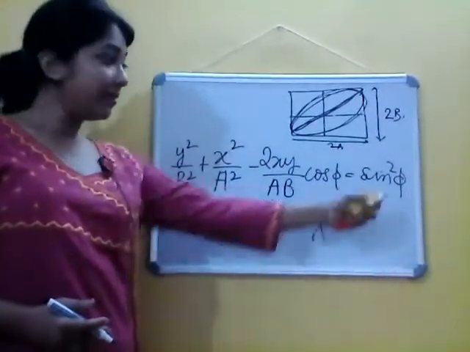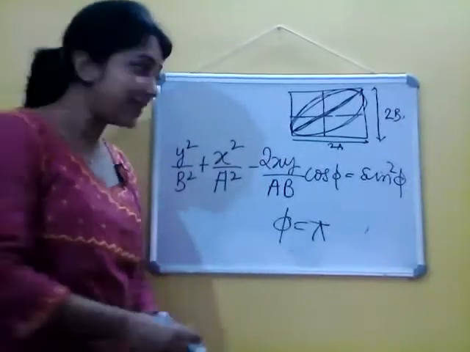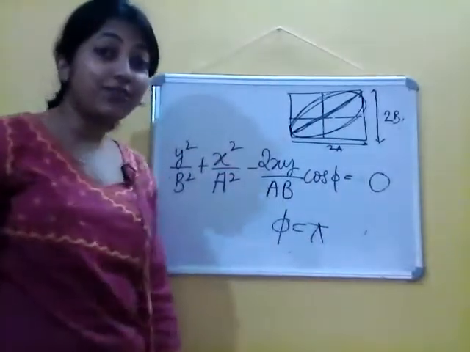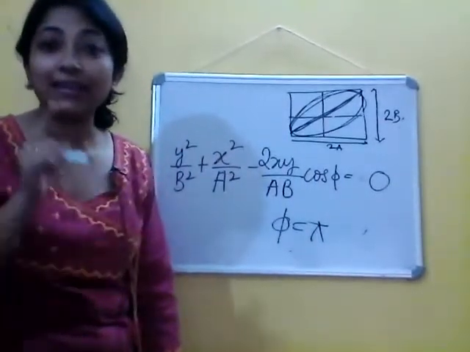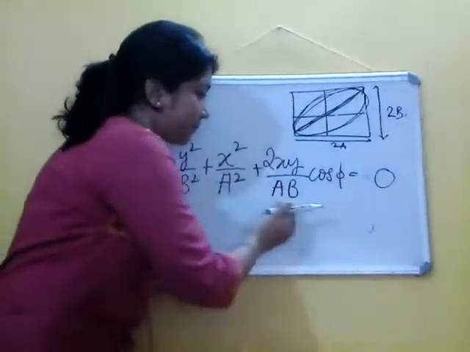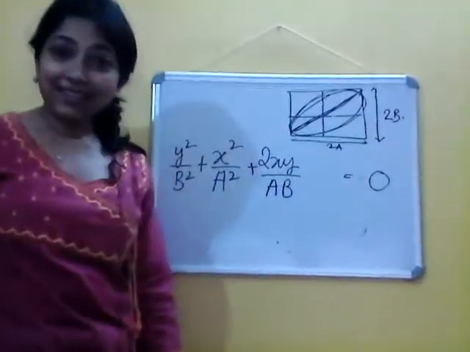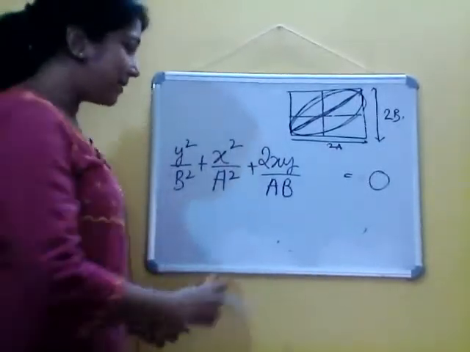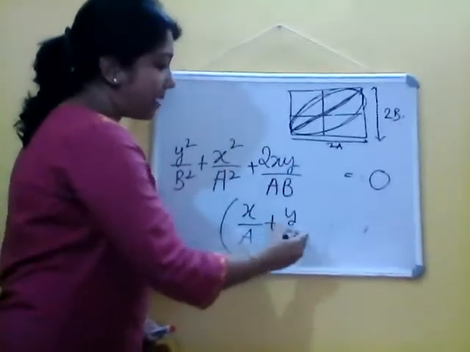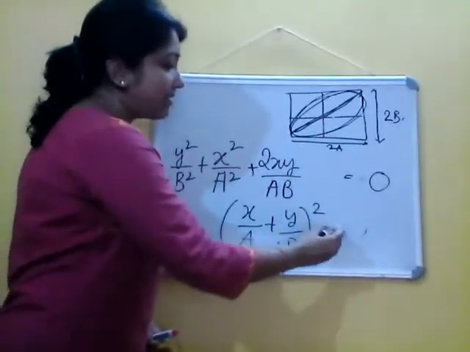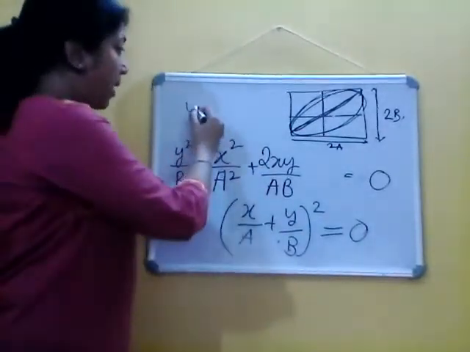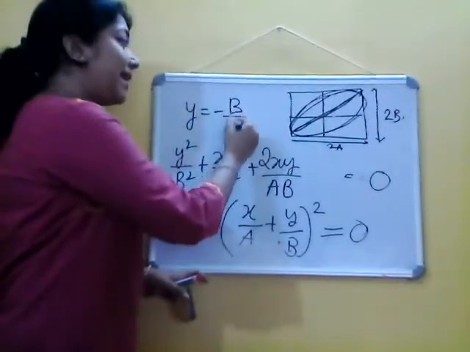Now see, once again, the right hand side is going to be 0. But what will be the value of cos phi? The value of cos phi will now be minus 1, which means I'll be having a plus here. Isn't it? So in this scenario, what I am getting is (x by a plus y by b) whole square is equal to 0. And from here, can I not write that y is equal to minus b by a x?